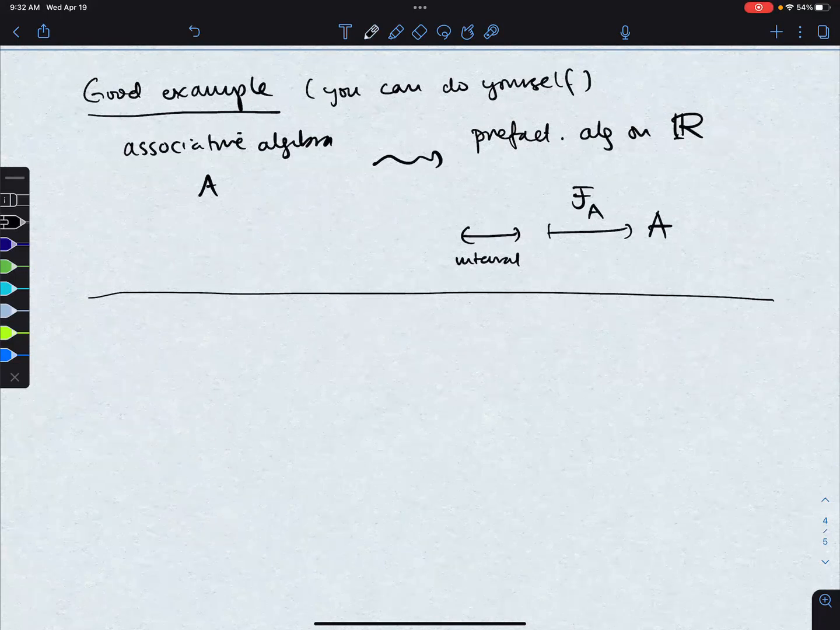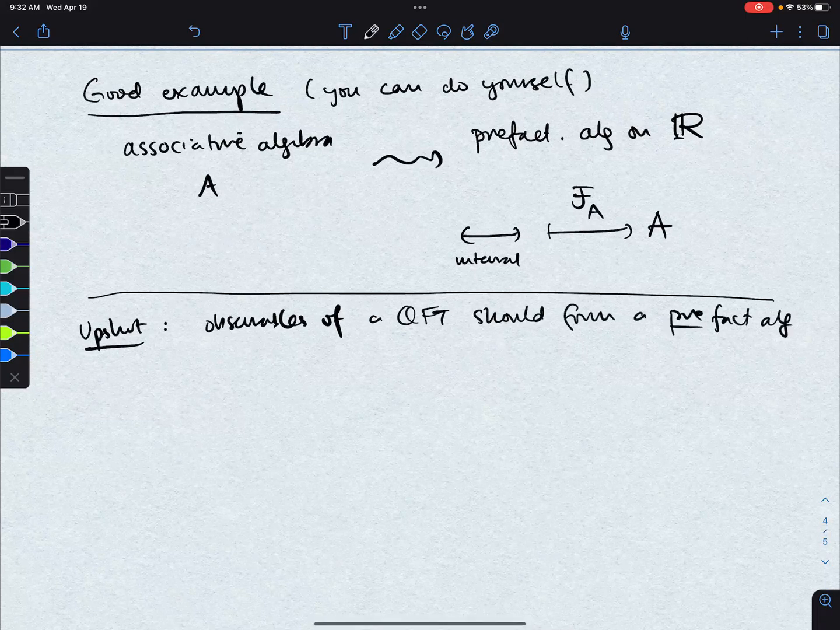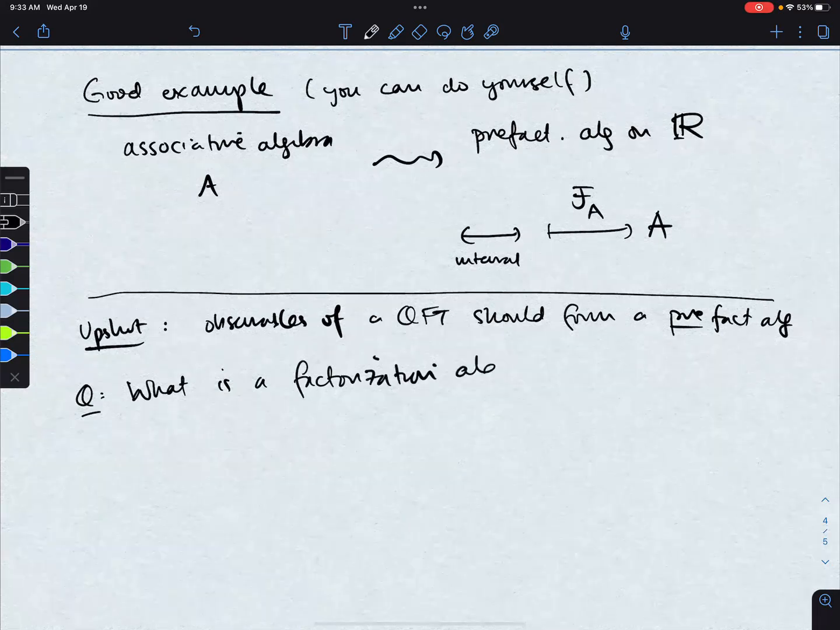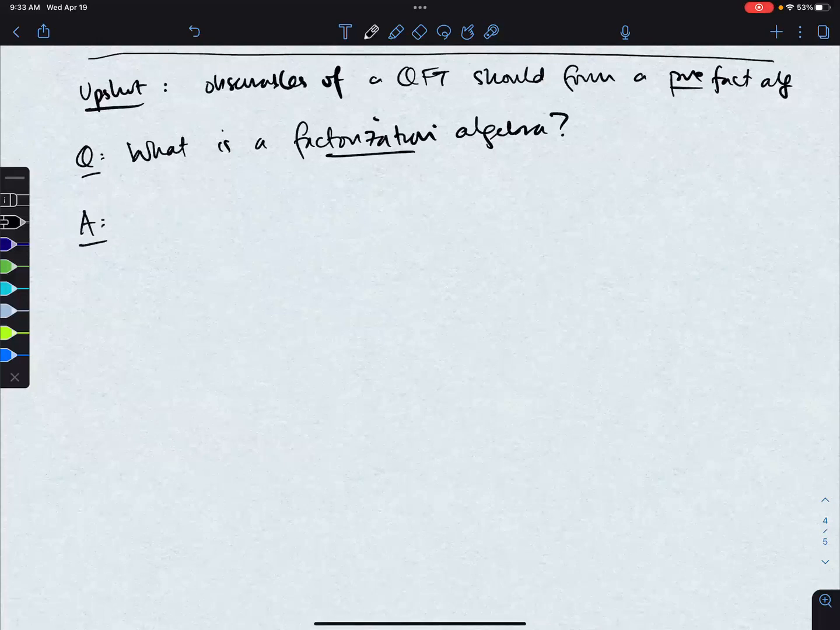Okay, so the upshot is, I hope it's plausible that the observables of a QFT should form a prefactorization algebra. And this is a QFT on a manifold M, which gives you a prefactorization algebra on the manifold M. A question you might ask is, what is a factorization algebra as opposed to a prefactorization algebra? How do I drop the prefix pre? So I'm going to give you a very quick description. It's going to be a little bit highbrow. It's not the focus of the talk, so I don't want to belabor it, but it's not hard to define.